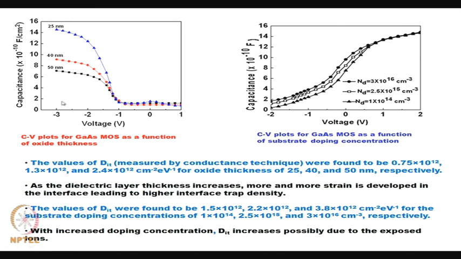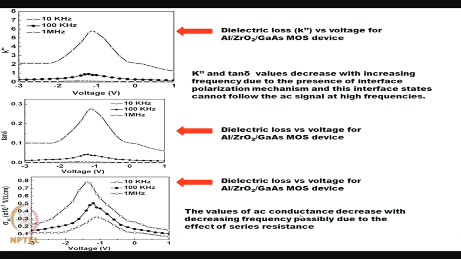So, basically this is the capacitance voltage characteristics with different thickness of ZrO2. This is the CV characteristics with different substrate concentrations, 10 to the power 14 to 10 to the power 16. It is found that with increased doping concentration, DIT increases, possibly due to the exposed ions.